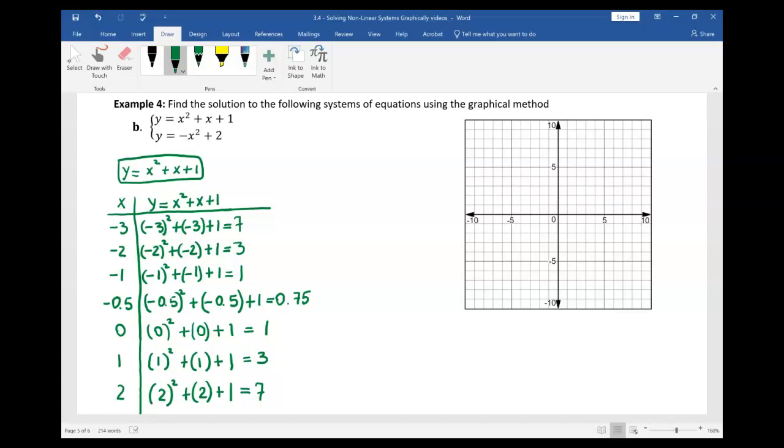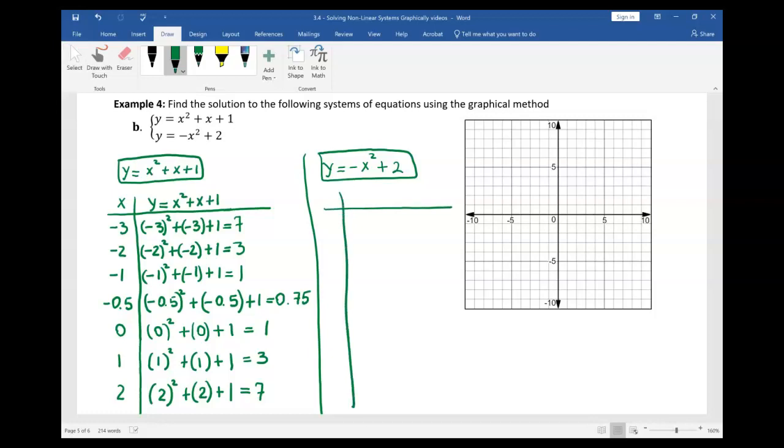Next, let's do the same thing for the second equation. So we have y equals -x squared plus 2. So we have to choose values for x. Let's build a table. The values I'm going to choose for x are going to be -3, -2, -1, 0, 1, 2, and 3. And keep in mind, y equals -x squared plus 2.